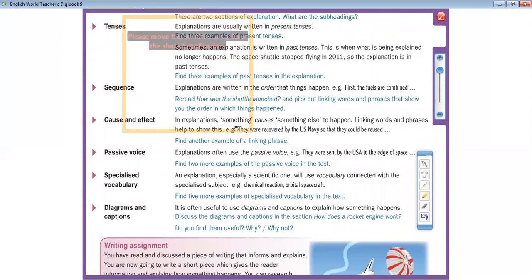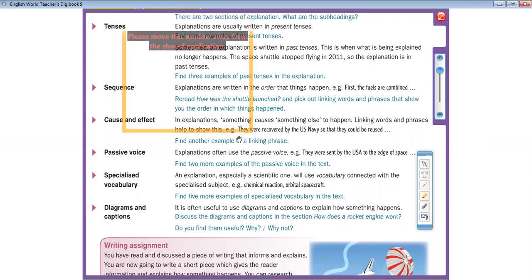مثال عندي هون عم بيحكي لنا explanations are written in the order that things happen. مثلا نحكي first, second, then, after that, لحتى نرتب الأحداث أو نرتب actions to arrange them all. Okay. For example, first, the fuels are combined. Second, we can say and so on. This is very important in telling the explanation for the writing features. Okay.